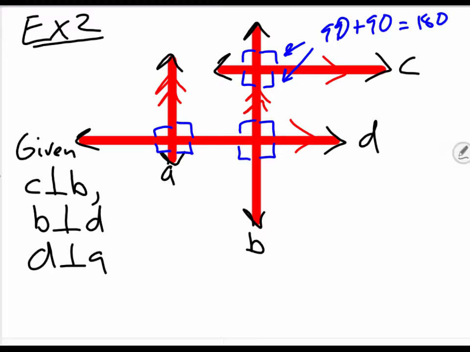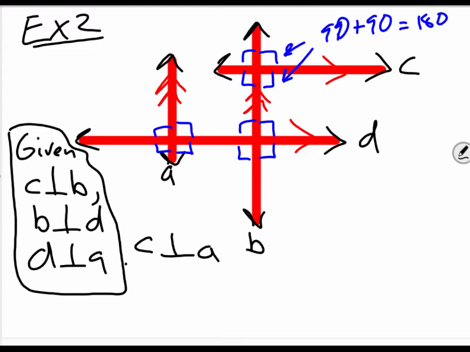Then it says that C is perpendicular to A. Well, they don't intersect, but that makes sense, right? Well, they would intersect if I continued to draw the line. Oh, I said to prove. I'm sorry, I misread the book. So this is what they want us to prove. So this is our given, and they want us to prove this.